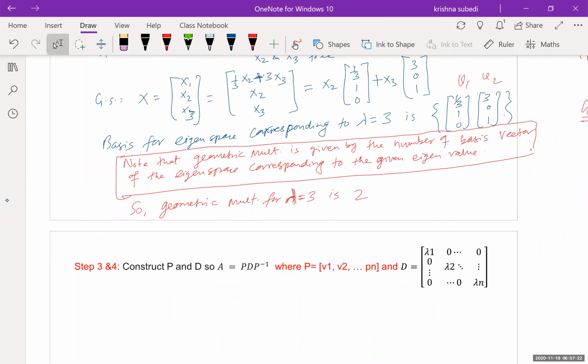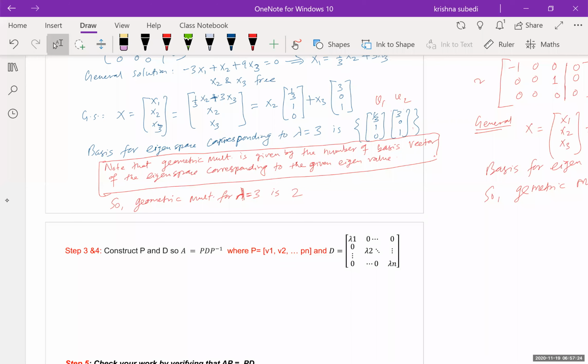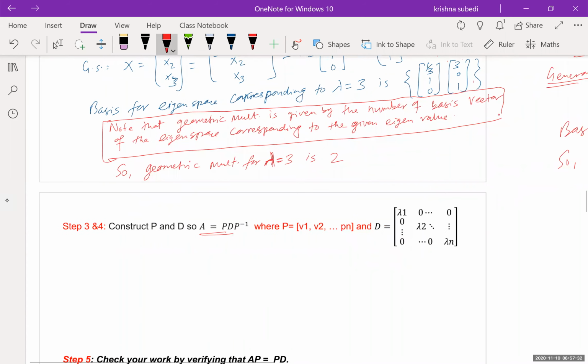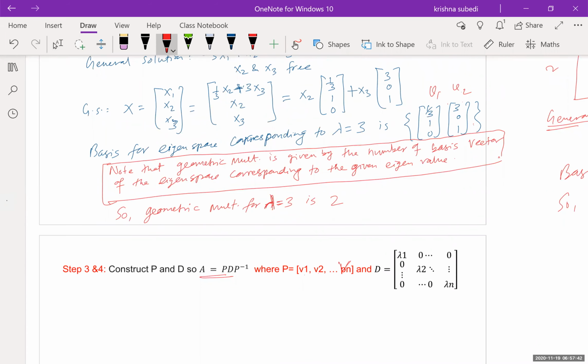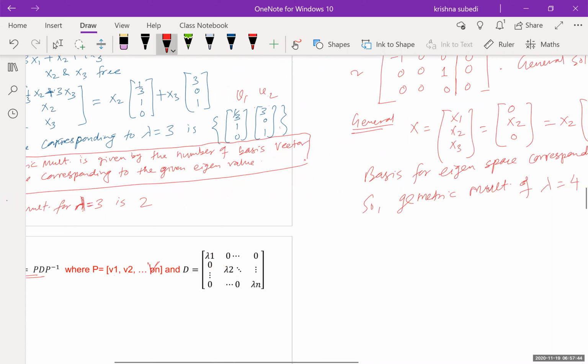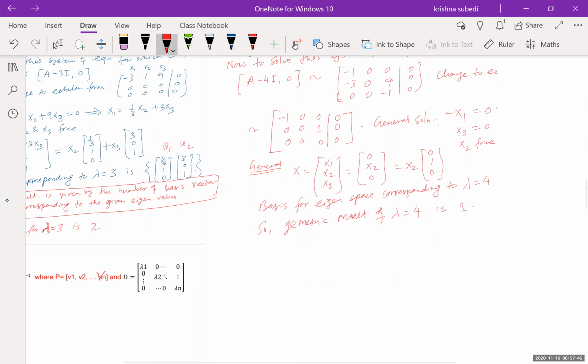Now, construct P and D so that A equals PDP inverse, where P is B1, B2, ..., Vn. We need to find a similar matrix now. What is B1, B2? B1, B2 is this, and V3 is all the way here. This is our V3, the basis vector.